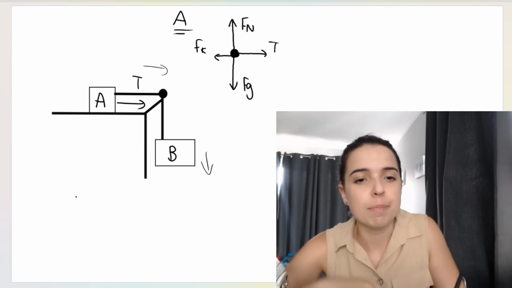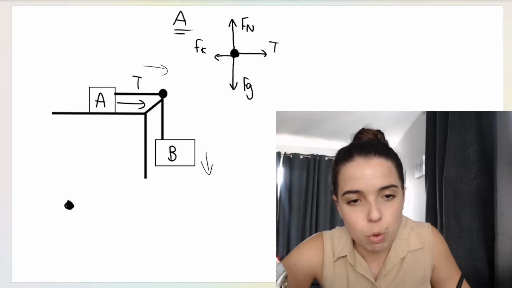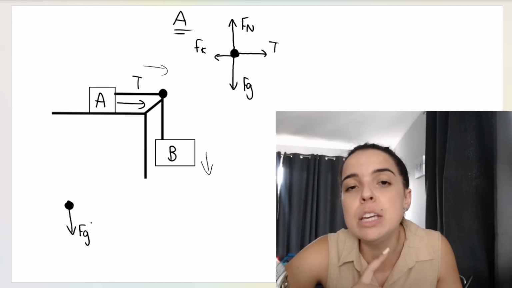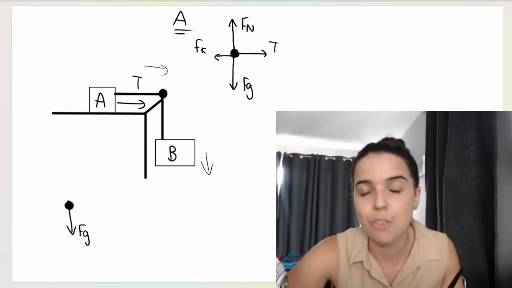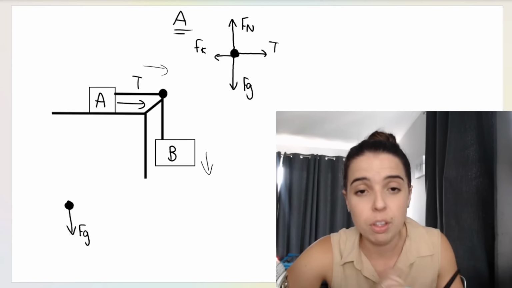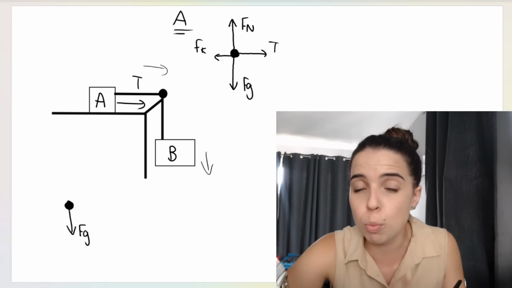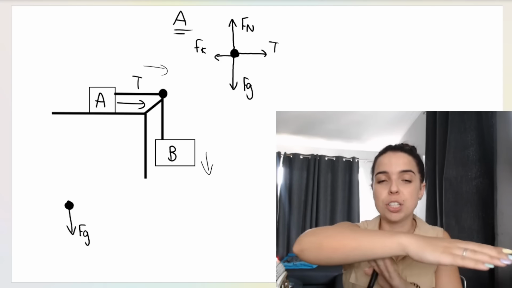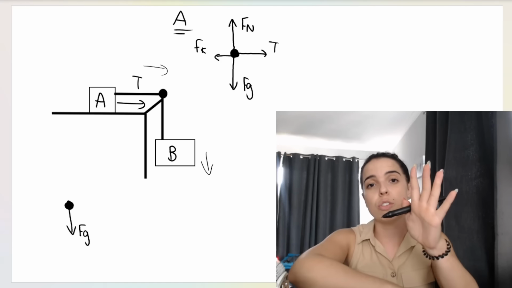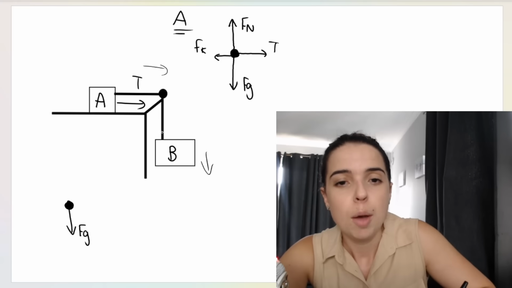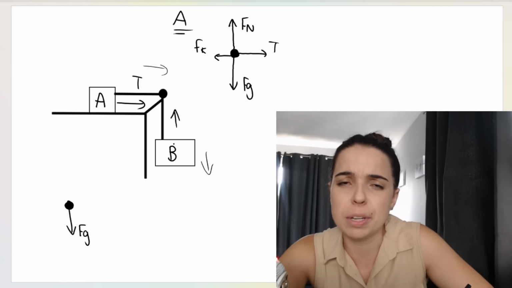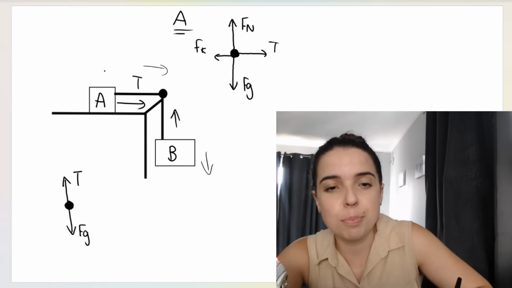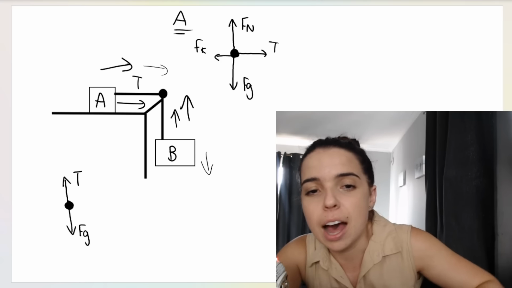Now, what about for B? Think about B carefully. B has a mass, therefore it has a weight. The weight acts straight down, Fg. But is B on a surface? Is B on a table? No, B is not on a table. Therefore, there's no normal force for B. Normal force is when the object is resting on a surface. It's the force that the surface exerts on the object that it's in contact with. But something is pulling B upwards a little bit. Yep, it's the tension in the rope. So tension is pulling A to the right and it's pulling B up.